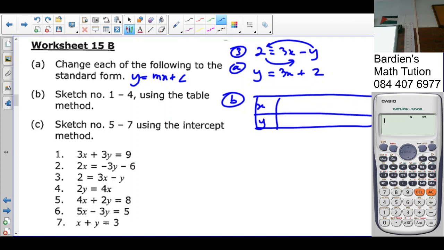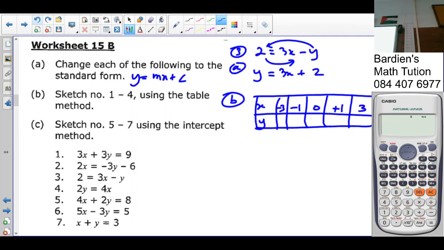So x and y. I'm definitely going to choose 0. Let's go with minus 1 and minus 5. 1 and 5. Okay, 5 is at least too big. Let's go with 0, minus 1, and plus 1. Let's go with 3 and minus 3.